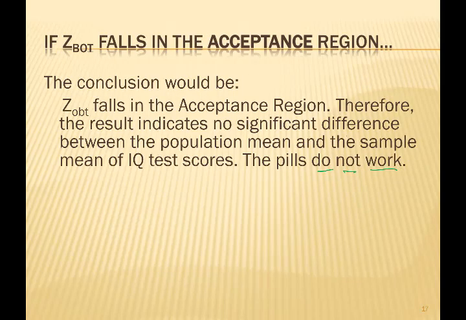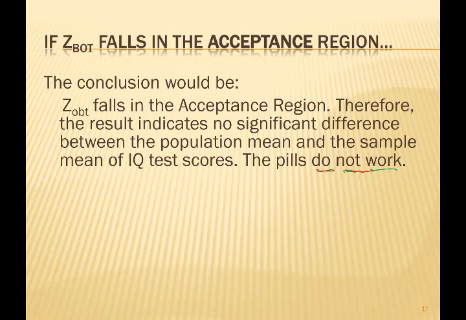In the case that our z obtained falls in the acceptance region, this is what a conclusion would look like. Z obtained falls in the acceptance region, therefore the result indicates no significant difference between the population mean and the sample mean of IQ test scores.